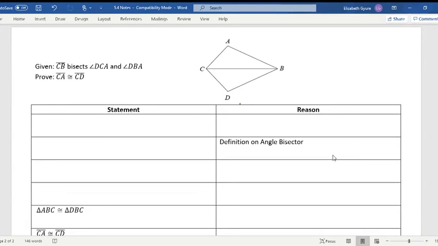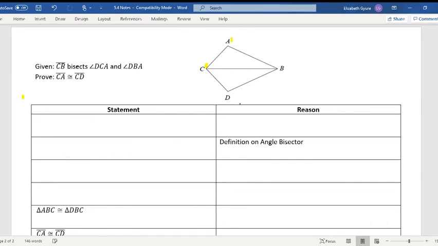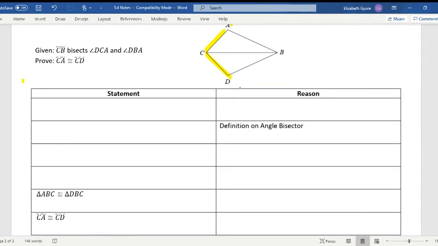All right, so this next one, we have that segment CB bisects angle DCA and DBA. So we have an angle bisector in two places here. We're trying to prove that segment CA is congruent to CD. So are we trying to prove triangles are congruent or parts congruent? Parts. If we're trying to prove parts are congruent, how do we need to end our proof?